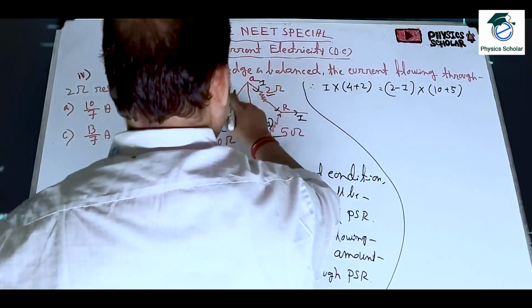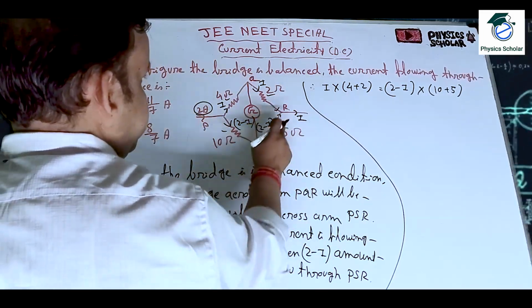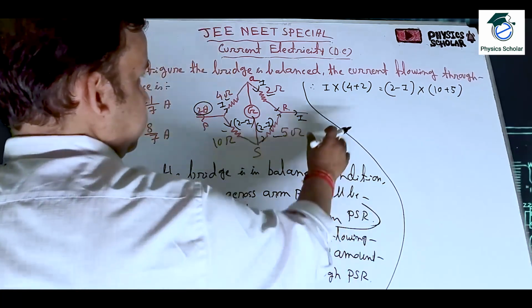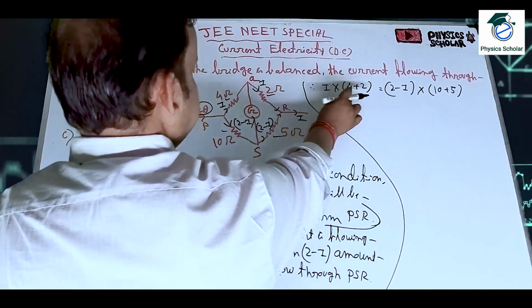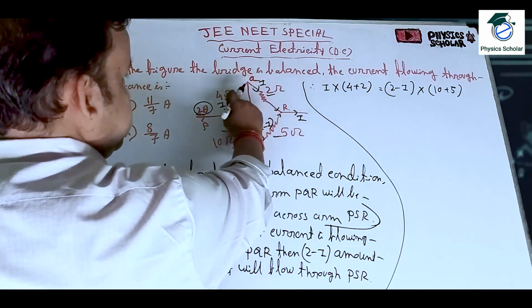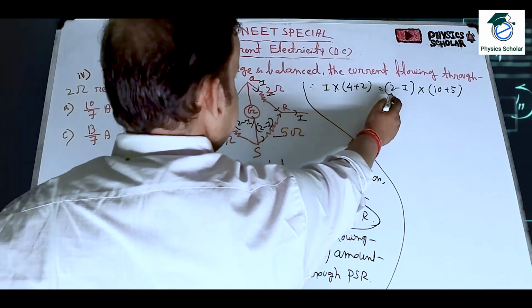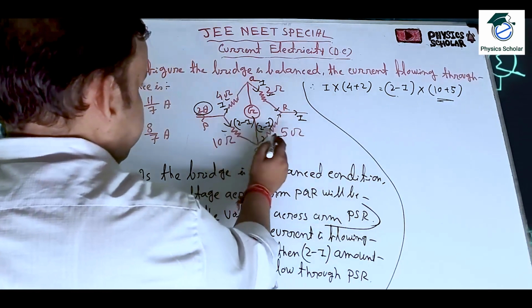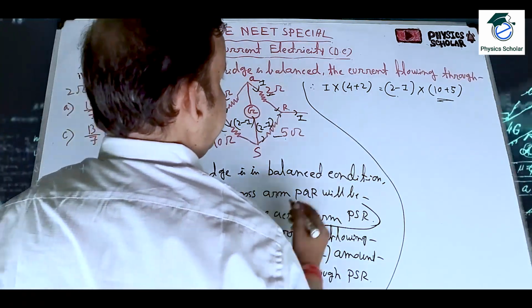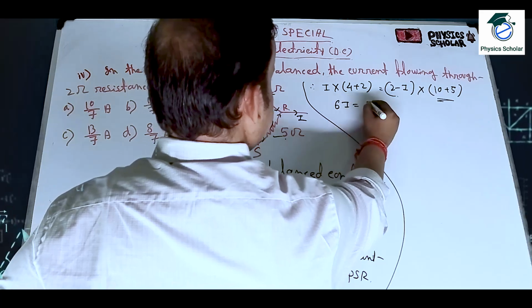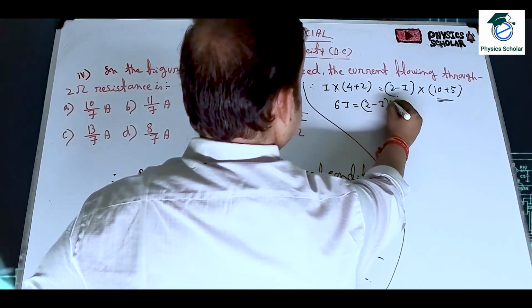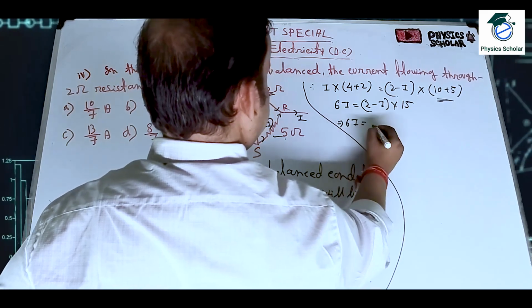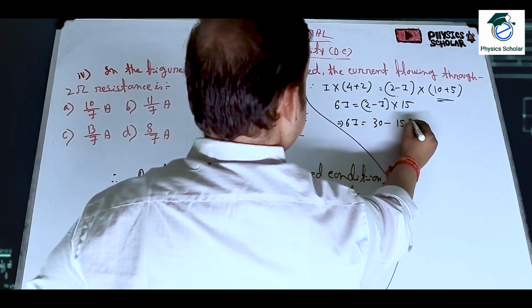So the voltage across PQR is equal to the voltage across PSR. Current into resistance is the voltage. The equivalent resistance, as these two resistances are in series, is 4 plus 2, and this is current 2 minus I into the equivalent resistance, as 10 and 5 are in series, so 10 plus 5. So 6I is equal to 2 minus I into 15. Clear? So 6I is equal to 30 minus 15I.